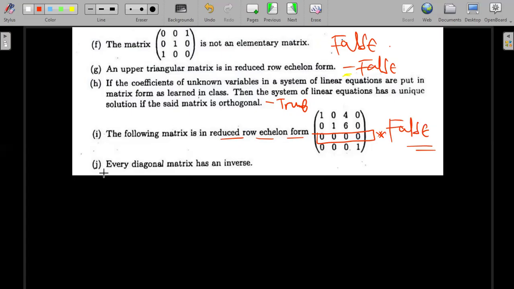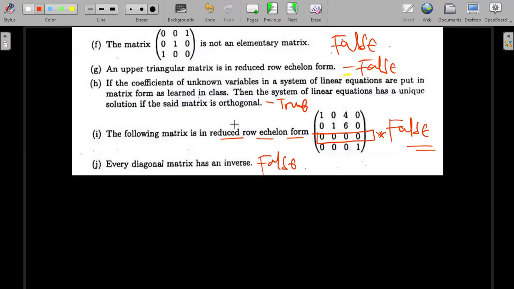Okay, and then J, this is the last question on the multiple choice. They are saying what on J? Okay, they are saying every diagonal matrix has an inverse. So is this statement false or true? We're going to say this statement here is false. Why are we saying false? Because the inverse of a diagonal matrix does not exist for all matrices.